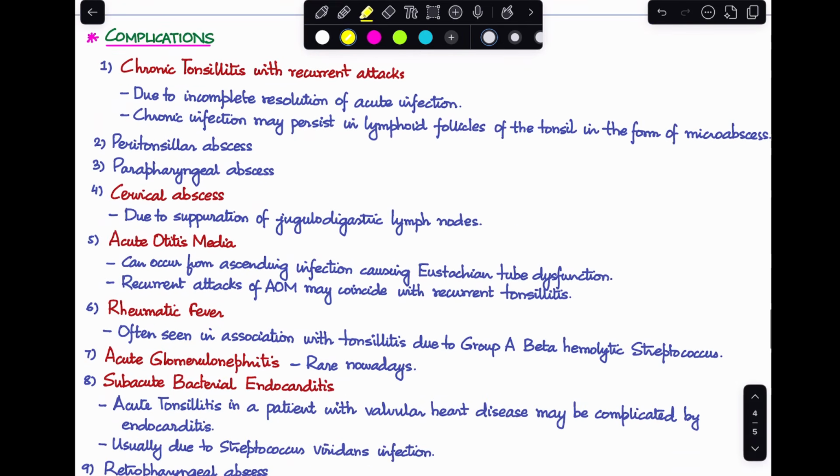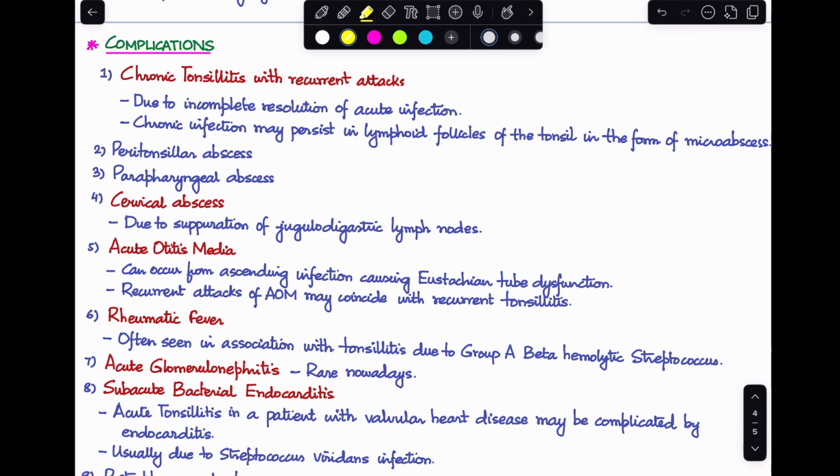Next, let's talk about what are the complications of acute tonsillitis. Now, if the infection is not completely resolved, it can lead to development of chronic tonsillitis in the patient with recurrent attacks of acute tonsillitis. So the infection will continue to persist in their lymphoid follicles in the form of microabscesses. So a lot of patients will come to you with recurrent attacks of tonsillitis, and ultimately, depending on the number of attacks, they end up being an indication for performing tonsillectomy in the patient.